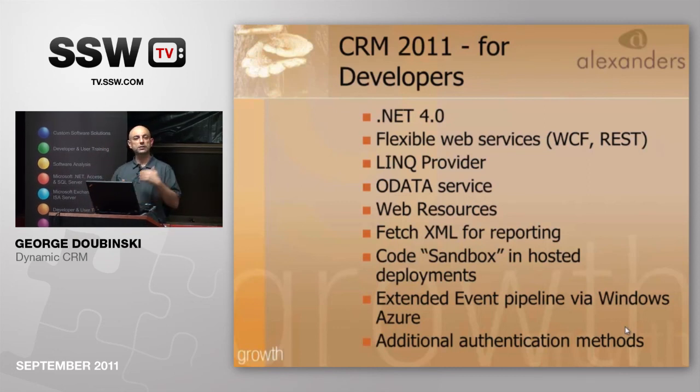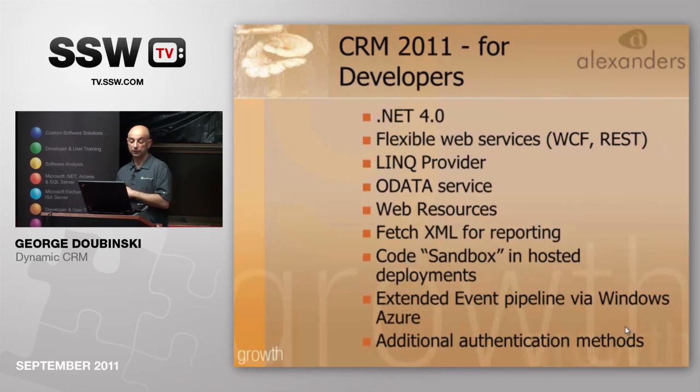In hosted deployments and in CRM Online, you can deploy your own custom code that's executed in a sandbox. So there are some limitations, particularly the trust model that comes with it. But in effect, you can deploy your own code into the cloud. Extend the event pipeline with Windows Azure. This is something that we're going to do today, and you'll see how easy it is to actually extend it. It adds a new endpoint to CRM.